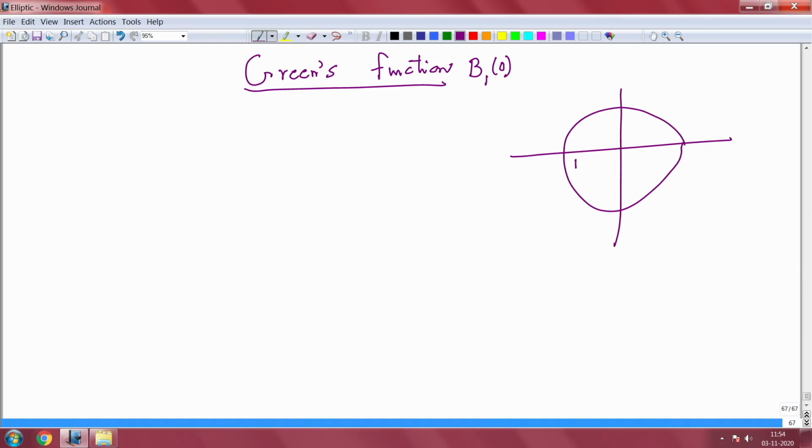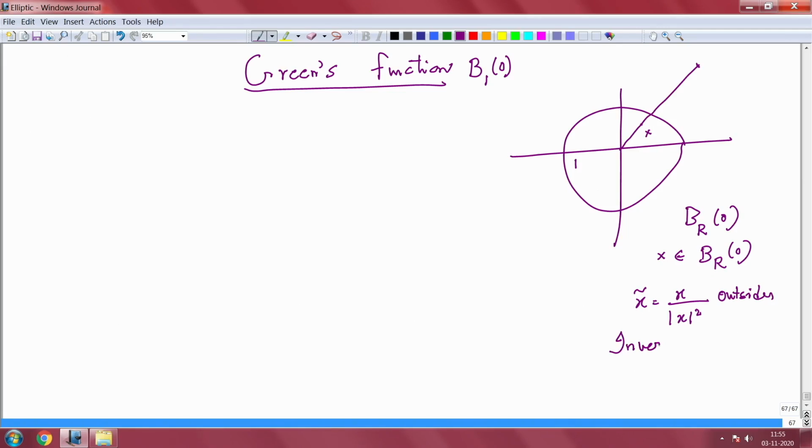So, I use the same symmetry argument. This symmetry is what we call the inversion point. If you have a point x here, you have an inversion point here. So, for a general ball, let me call it BR0, if x is in BR0, you have a point x tilde, which we call x by mod x square. This is outside, and is called the inversion point, right? Inversion point.